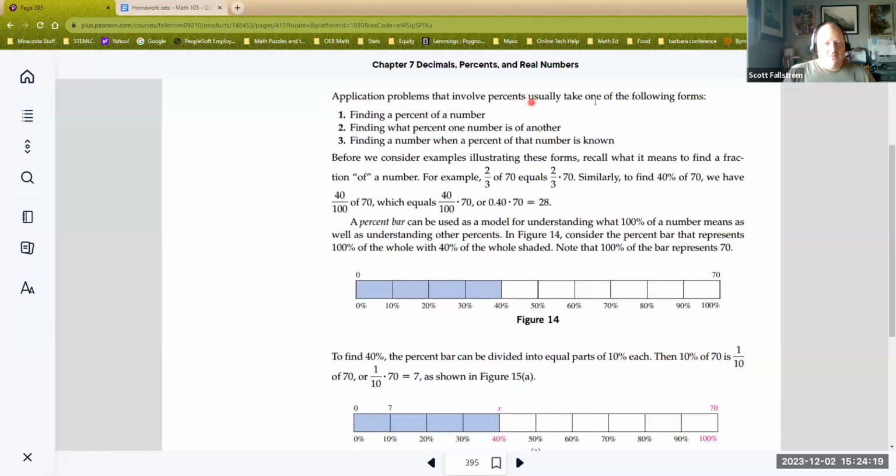So application problems, they usually take 3 forms. And that's because if you think of these, I'm going to show you how I think of these as a ratio type of setting, because I think that's kind of helpful. So let me get a new page.